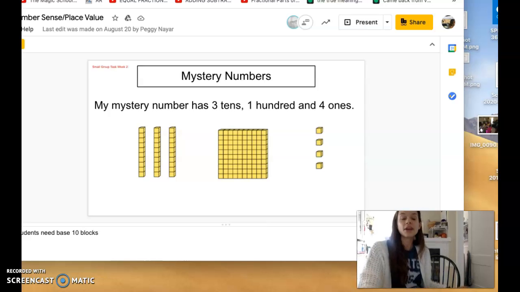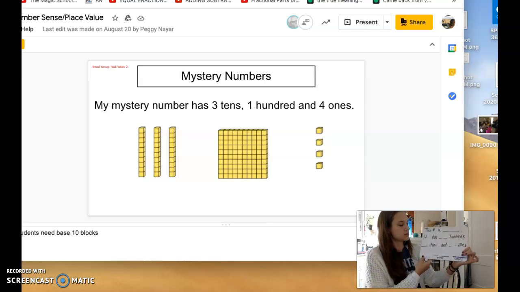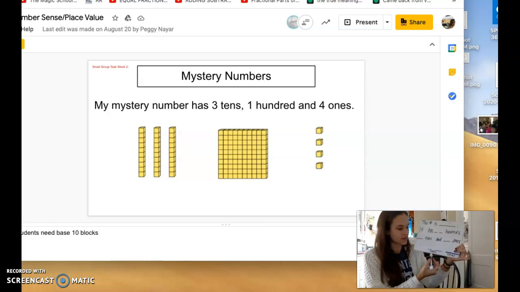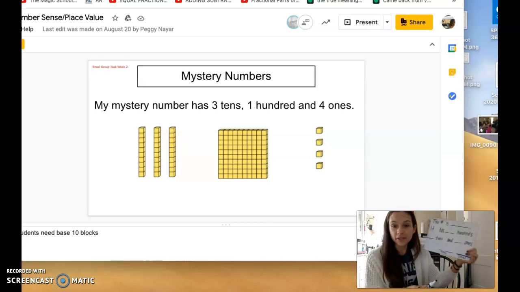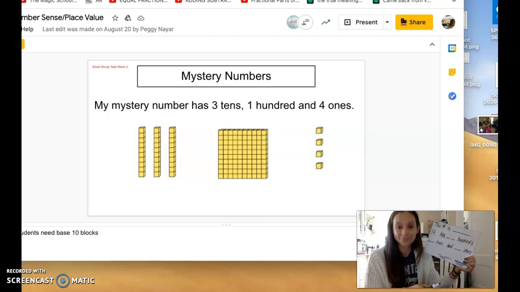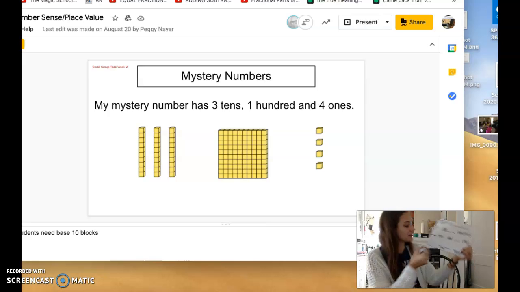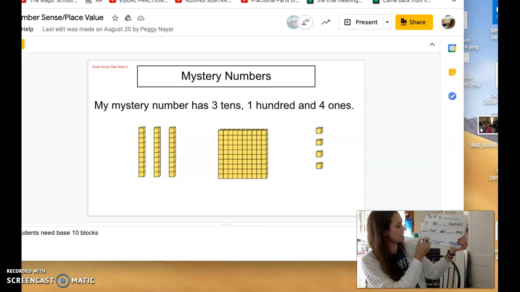My mystery number has 3 tens, 100, and 4 ones. So we have the ones place value and the tens place value. Is there another place value we need? Yeah, we have hundreds, guys. So I'm going to put a line here for the hundreds place. The hundreds place. All right.